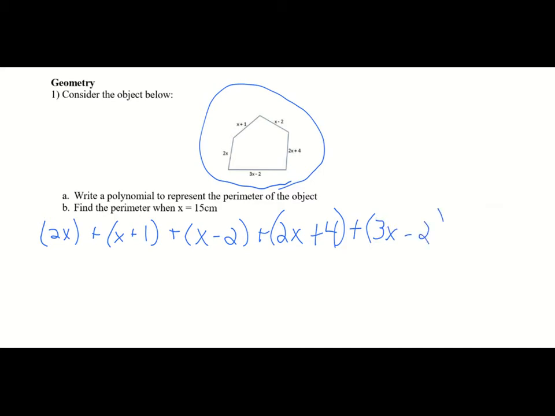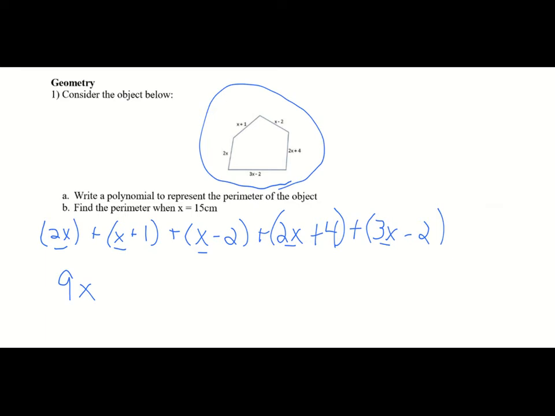So now what we need to do is combine our like terms. So let's look at our x's. We have 2x plus x plus x plus 2x plus 3x. They're all positive. So 2x plus x is 3x. 3x plus x is 4x. Add two more, you get 6x. And then add three more, we end up with 9x.